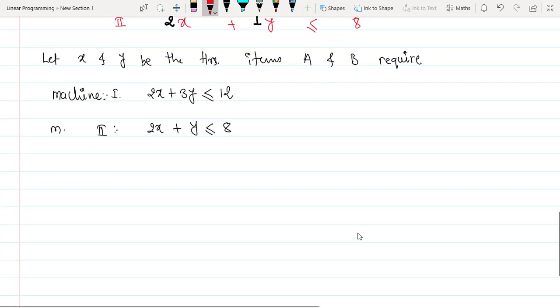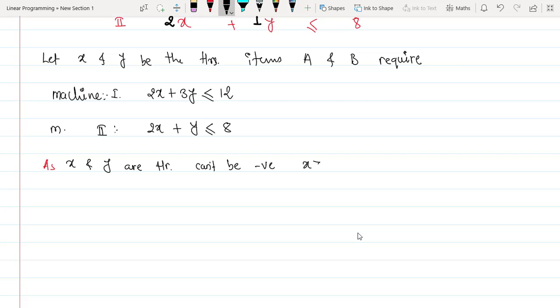Okay. Now what are the two more inequalities or constraints you can have here? As x and y are hours, the number of hours item A requires and B requires, they cannot be negative. So x is greater than or equal to 0 and y is also greater than or equal to 0, as they cannot be negative but they can be 0. Okay, so this is the first constraint C1, this is the second, this is third, and this is the fourth.